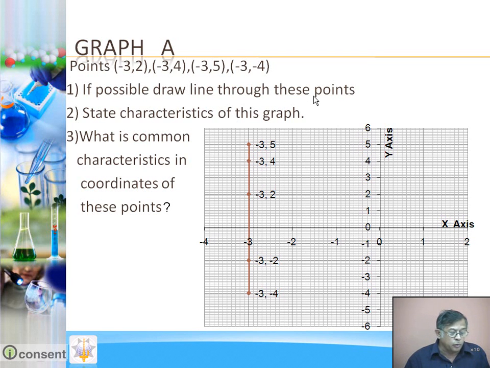Now just observe that. If possible, draw a line through these points. So we got one line on this. Now state characteristics of this. Now what is the characteristic of this graph? So this graph is parallel to y-axis.